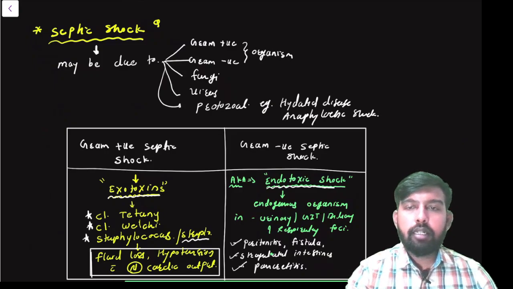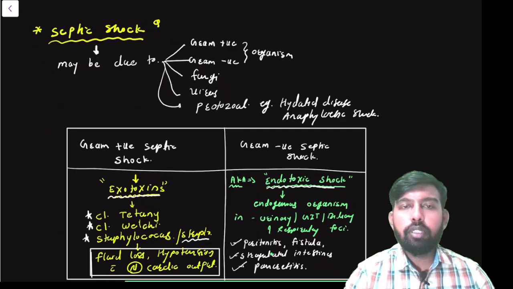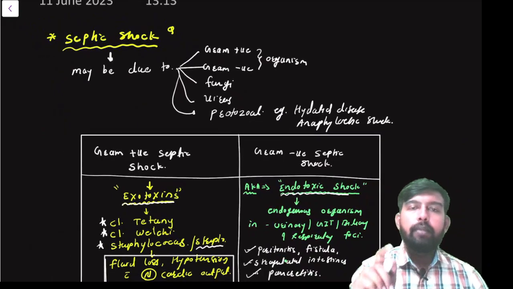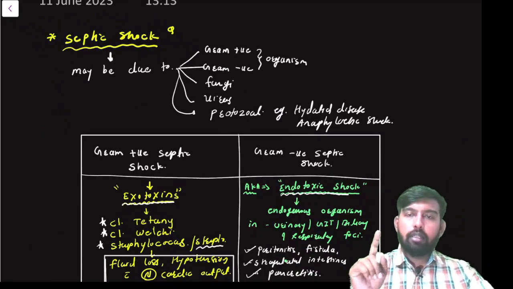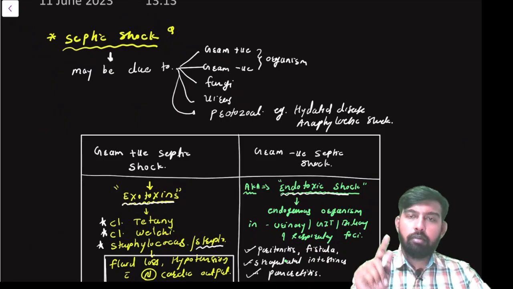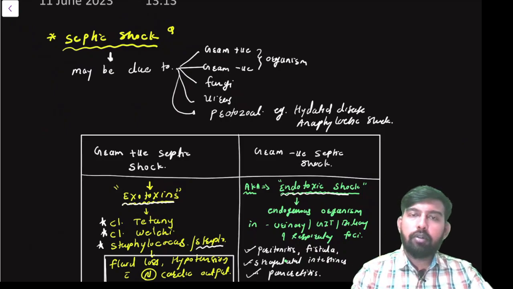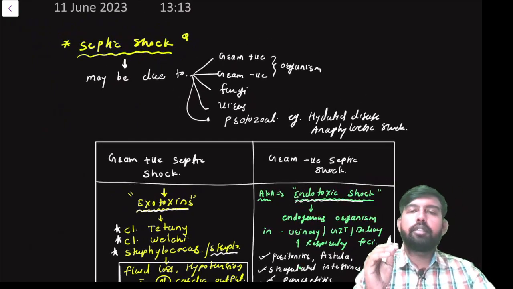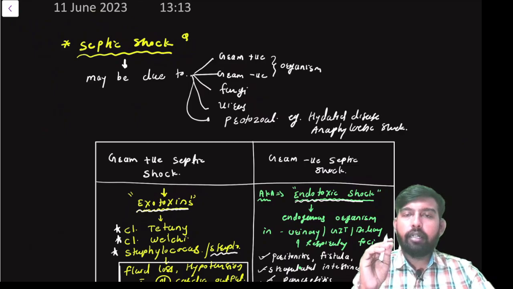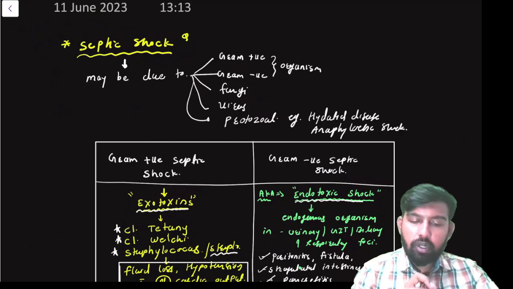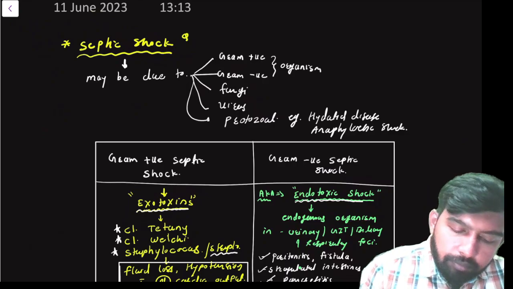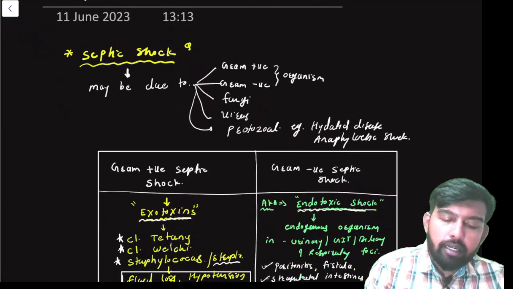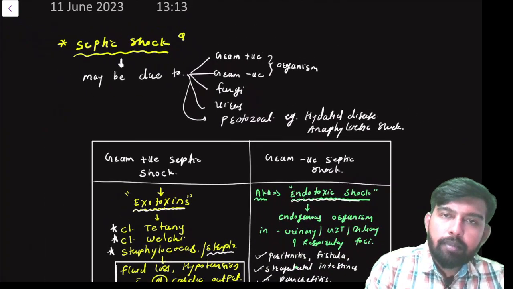Hello, in this class we are going to learn about septic shock. So we have learned about the classification of shock, the most important type of shock, that is hemorrhagic shock, and in this chapter we are going to learn septic shock: the clinical features, pathophysiology and the treatment of septic shock. Let's start with the etiological factors or organisms responsible for septic shock.